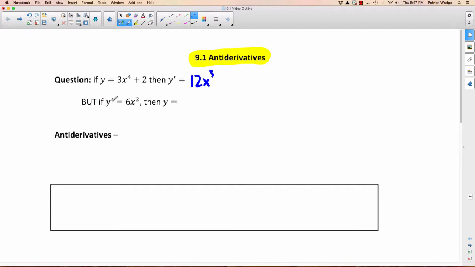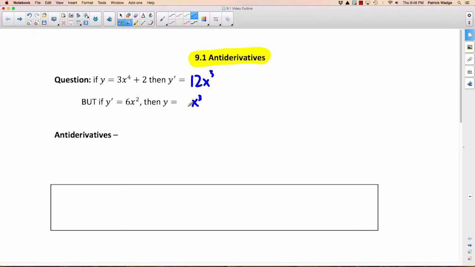But what if I gave you the derivative? What if I told you that y prime equals 6x squared? Could you figure out what y equals? Could you figure out what the original function equals? Okay, instead of this 2 dropping down to a 1, as normally happens when you do the power rule, what's going to happen to the 2? It's going to go up. It's going to become x cubed.